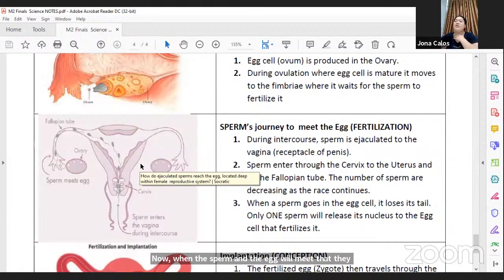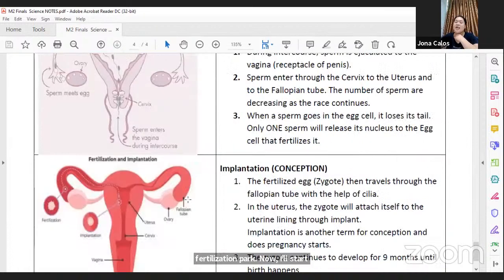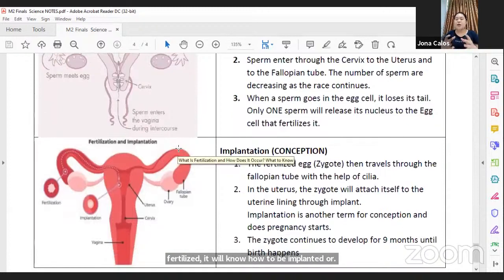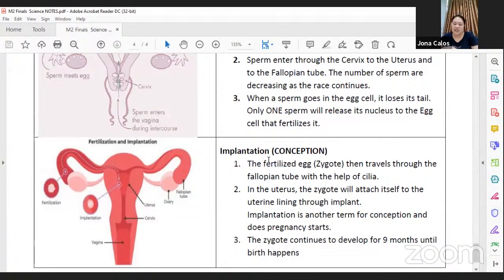Now, after it is fertilized, it will have to be implanted, or it has to go somewhere so that it can find nourishment for the zygote to grow. The zygote now is the term for the fertilized egg. Okay, so once it's fertilized, it will travel towards the uterus.